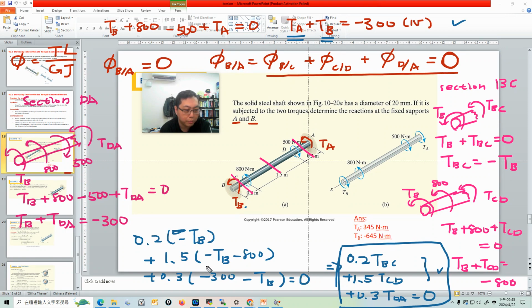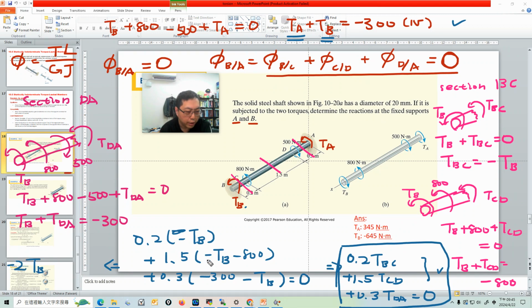One unknown, TB. What is TB? Can we solve this? Yeah, of course we can solve this. So let's solve this. It's minus 0.2, minus 1.5, and minus 0.3. So it's all minus, 2.0. So it's minus 2 TB.